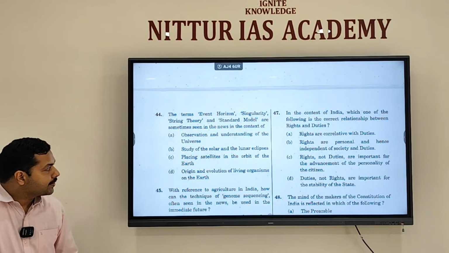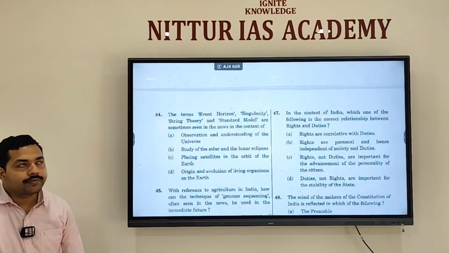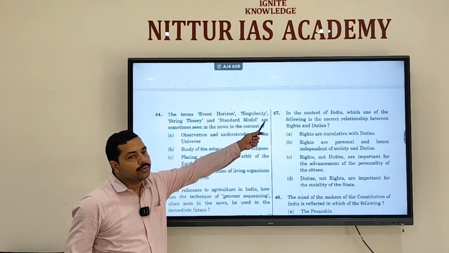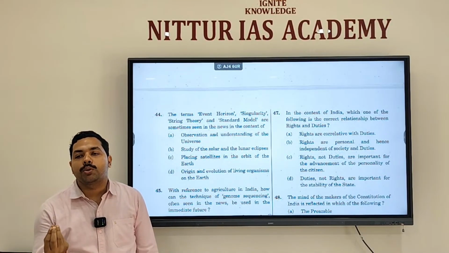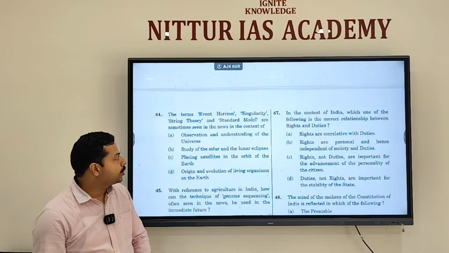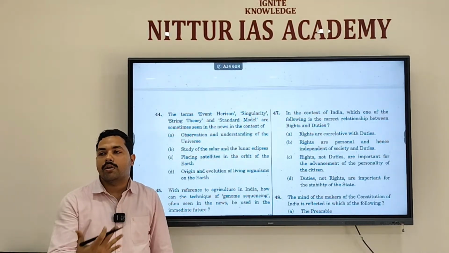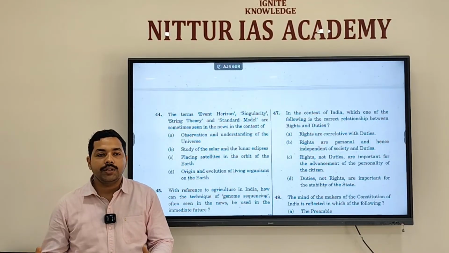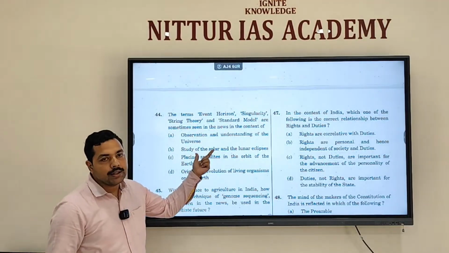It is A. Yes. Okay. It deals with nothing but observation and understanding of the universe. So just now we discussed singularity. Singularity means the universe originated from a single point, which is what Big Bang theory is talking about. So all these terms, event horizon, singularity, string theory, are used in the context of Big Bang theory.